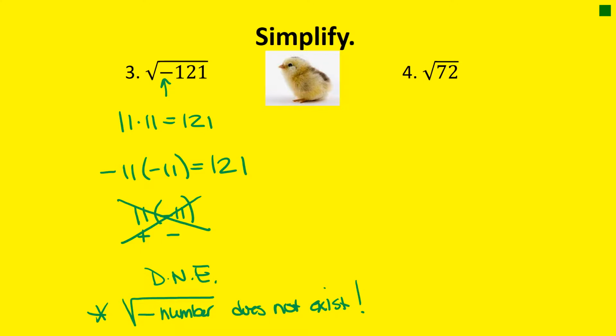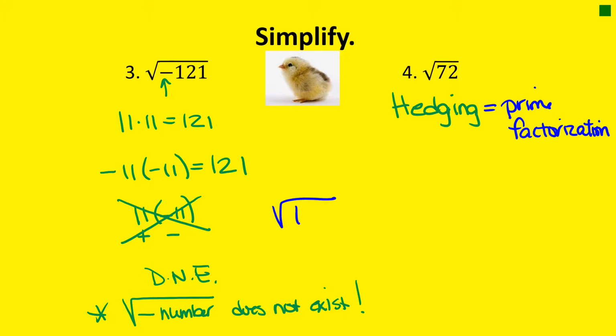Is there a square root of 72? Is there a number times itself that gives you 72? Hint, hint, there is not. So we are going to learn what is called hedging. It's technically not called hedging, but that's what we call it here at Jefferson High School. In other words, that's what I call it. It is actually called finding the prime factorization. So your teacher might say find the prime factorization, or they might say hedge that. What we're looking for is, are there any perfect squares under 72? Because remember, if I have the square root of 6 squared, the square and the square root cancel.